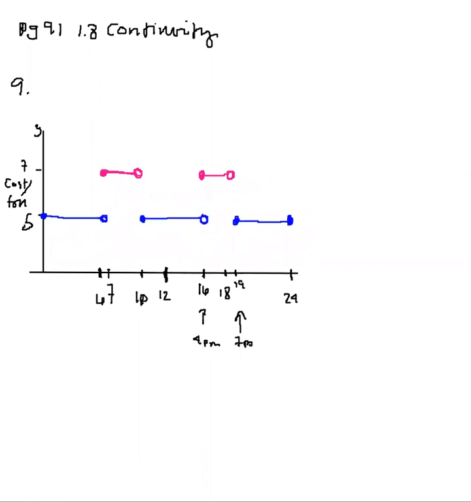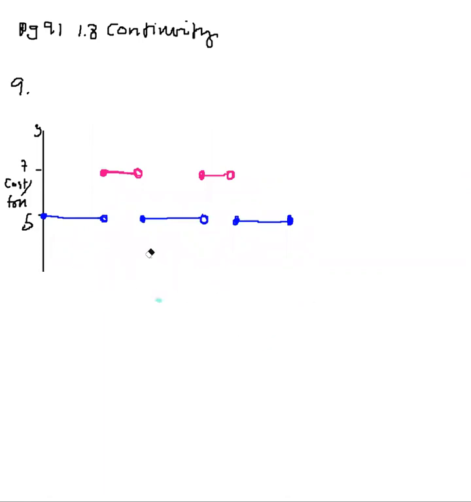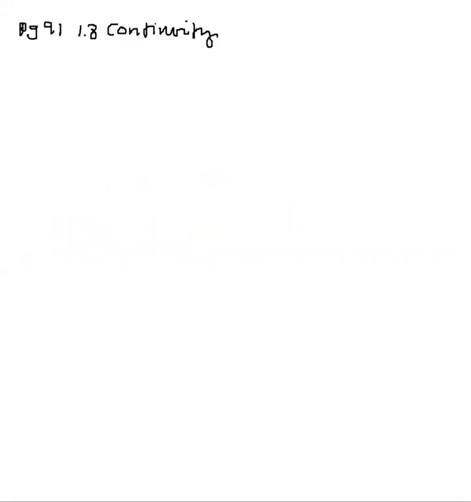So we have a couple of continuous parts of this graph. Okay, any questions about looking at this graphically? All right, let's do problem 11 next. This is looking at a more algebraic approach.